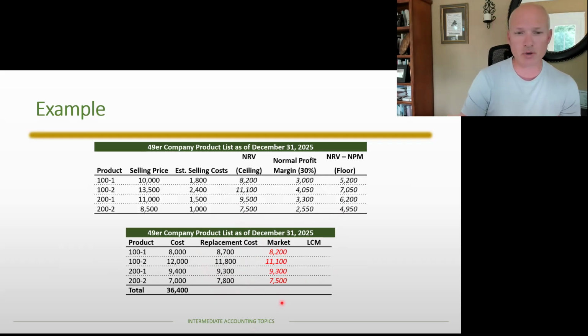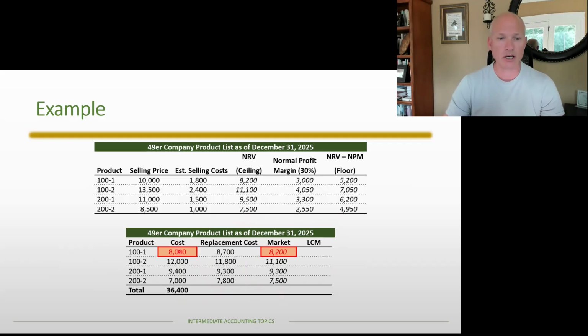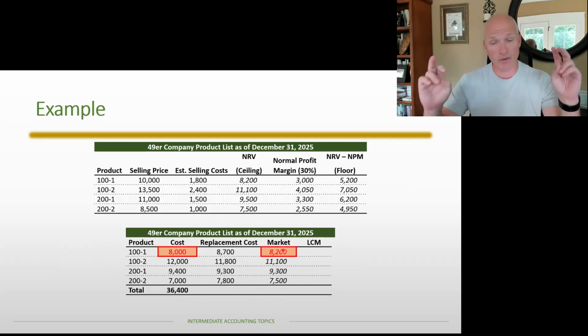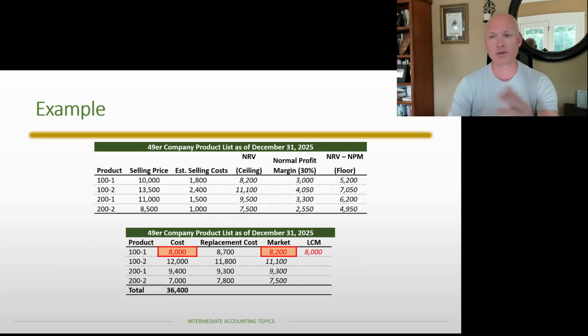And then from there, we choose the lower of cost or market. Now, remember, we're not talking replacement cost, we're talking cost on the balance sheet. So we are comparing the cost on the balance sheet to however we have defined the market. And in this case, the lower of the two is cost. So that's what we bring over. And we do that same comparison.